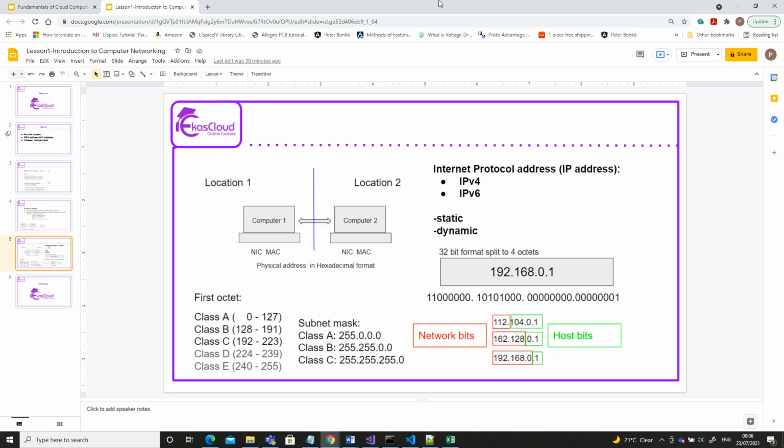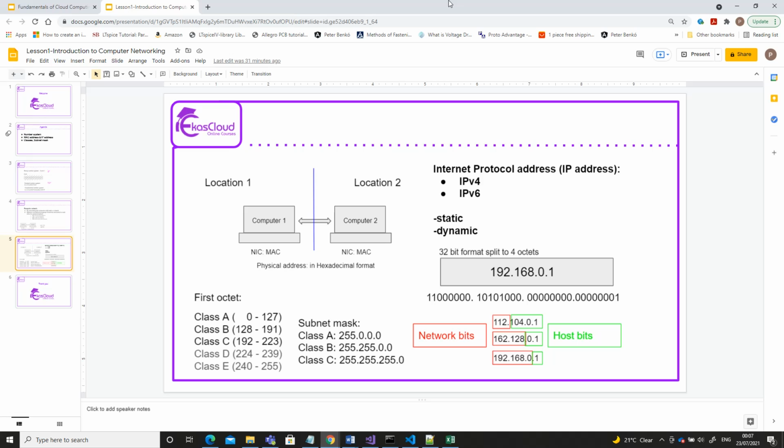Now this is the easiest way to recognize whether the IP address is class A, B or C. If you look at the first octet, if it is in a range between 0 and 127, it is going to be class A. In range 128 to 191, class B, and in range 192 to 223, class C.